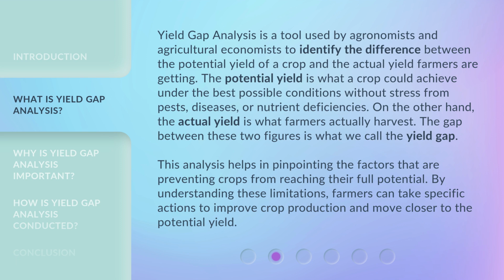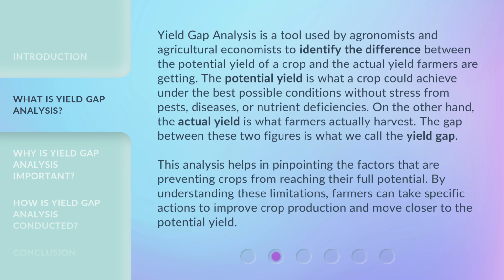Yield gap analysis is a tool used by agronomists and agricultural economists to identify the difference between the potential yield of a crop and the actual yield farmers are getting. The potential yield is what a crop could achieve under the best possible conditions without stress from pests, diseases, or nutrient deficiencies. On the other hand, the actual yield is what farmers actually harvest. The gap between these two figures is what we call the yield gap.